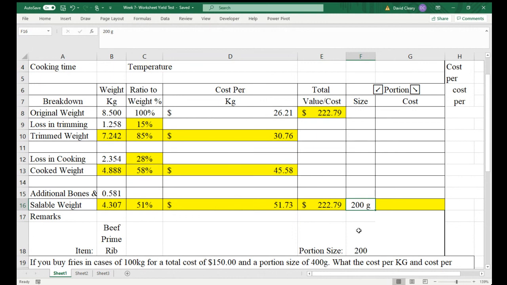So let's say our portion size is 200 grams for a piece of prime rib. If we take the cost per kilogram and multiply it by the portion size, in this case, we have to convert the 200 grams to kilograms, so 0.2, we get a cost per 200 gram portion of prime rib of $10.35. And that's how you complete a yield test. So I'm going to stop sharing my screen now and come back and see if you have any questions.